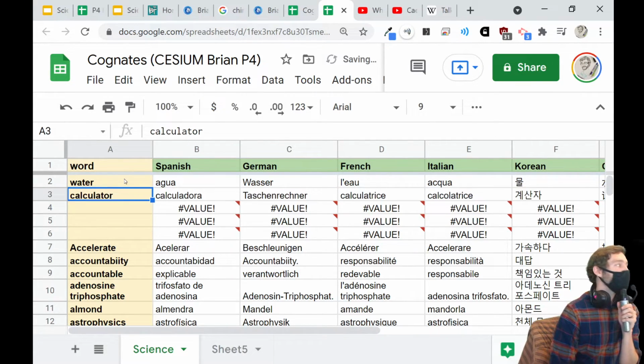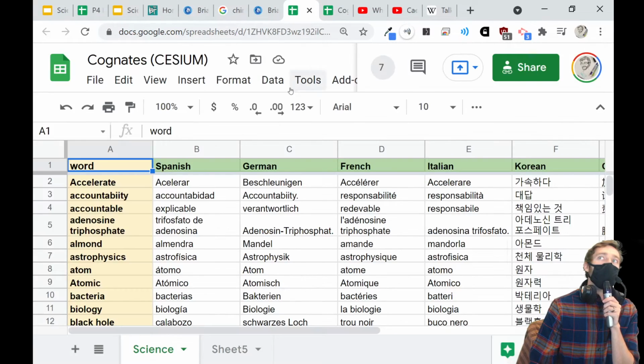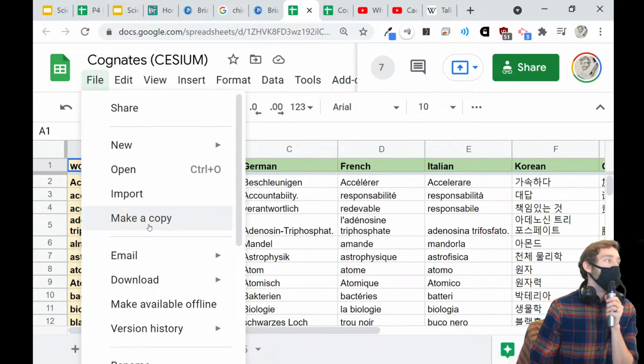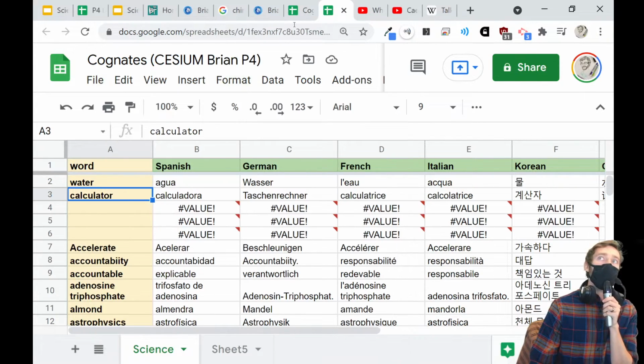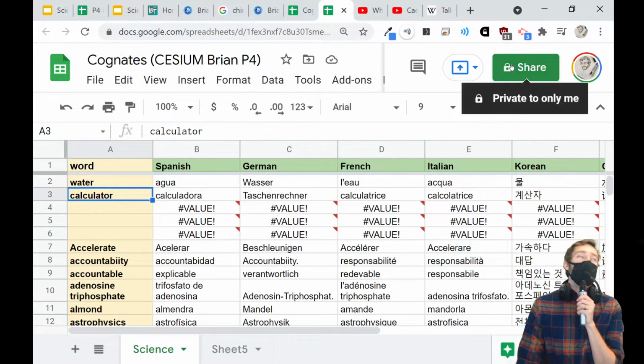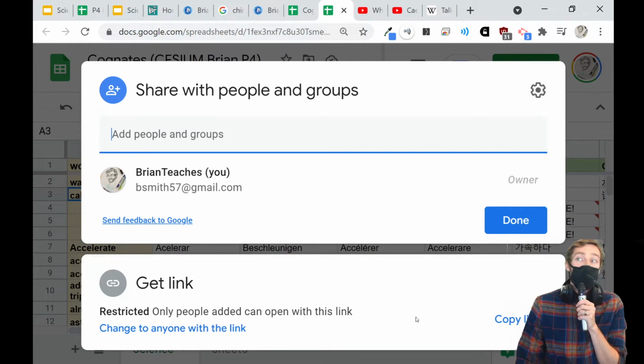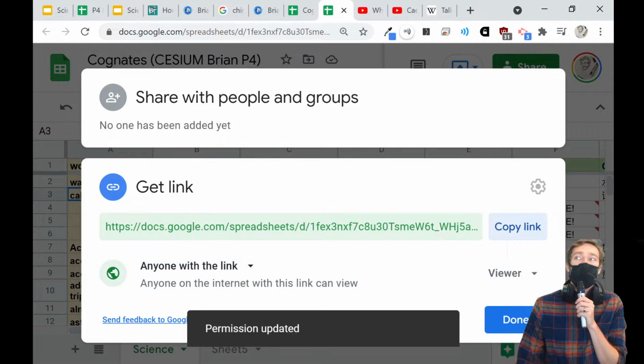You're not supposed to edit mine. You're supposed to make a copy. File, make a copy. Then change the name so that it has your own name. It's yours now. Now, you're supposed to share this. In order to get your points, you must share it. You must share it. If I don't see it, then I can't give you your points. So change it so that anyone with the link can view.